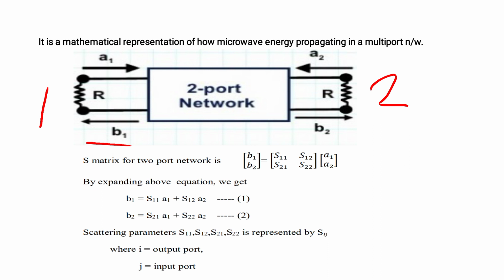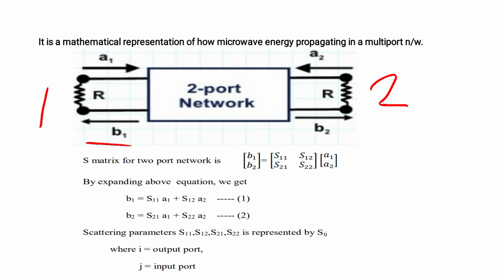Here b1, b2 are the reflected powers, and S11, S12, S21, S22 are the impedance matching parameters, which are used to represent how much impedance is matching from port 1 to port 2 or port 2 to port 1. And a1, a2 are the incident powers, and this is the relation between the scattering matrix, reflected powers and incident powers.